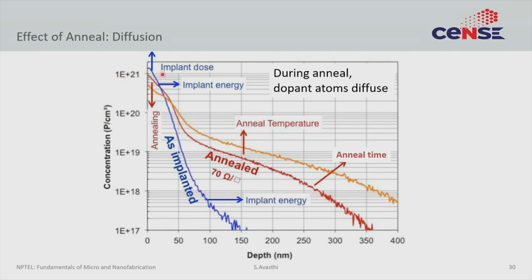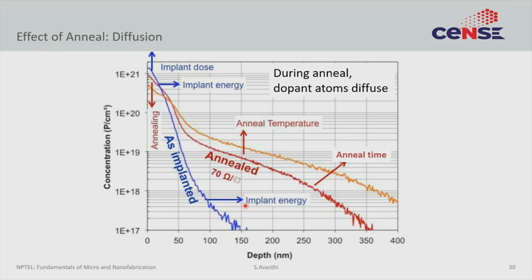Supposing you did an as-implanted profile of arsenic, which is blue, and then you start annealing to activate the dopant and also to remove the damage. During that process, the ions will move. Now, ions cannot be created or destroyed. So from a perspective of diffusion, this is a fixed or a finite dopant diffusion case.